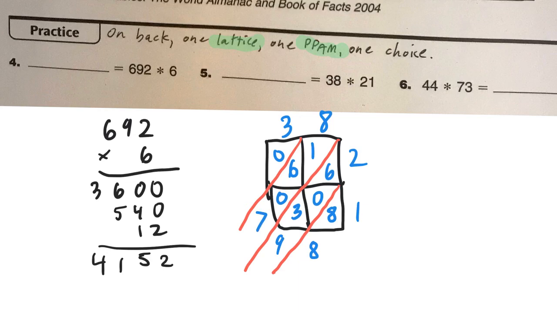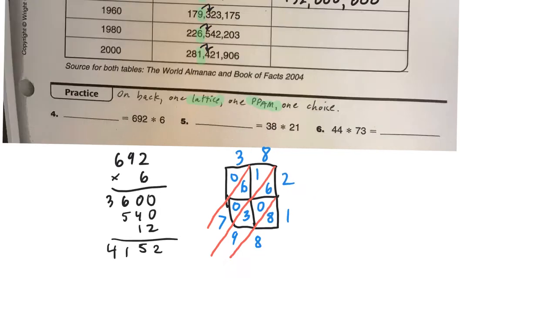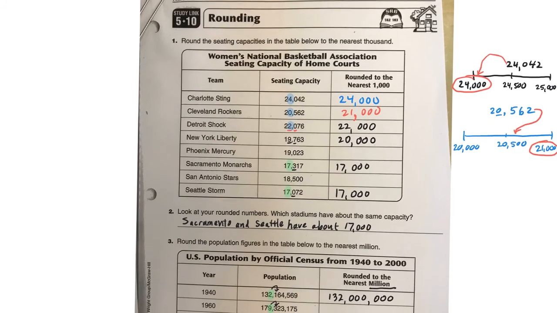And the other one, you can use your choice of what method you want to use, and that is it for this home link, which is 5.10 rounding.